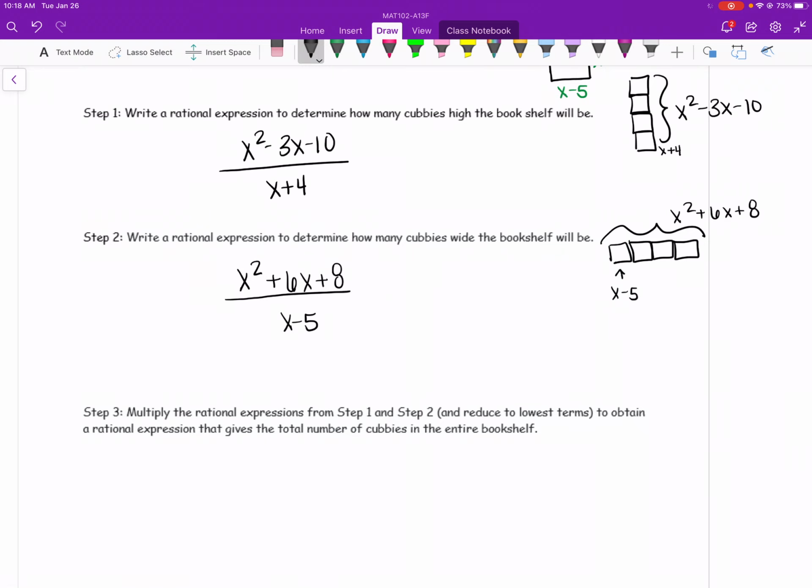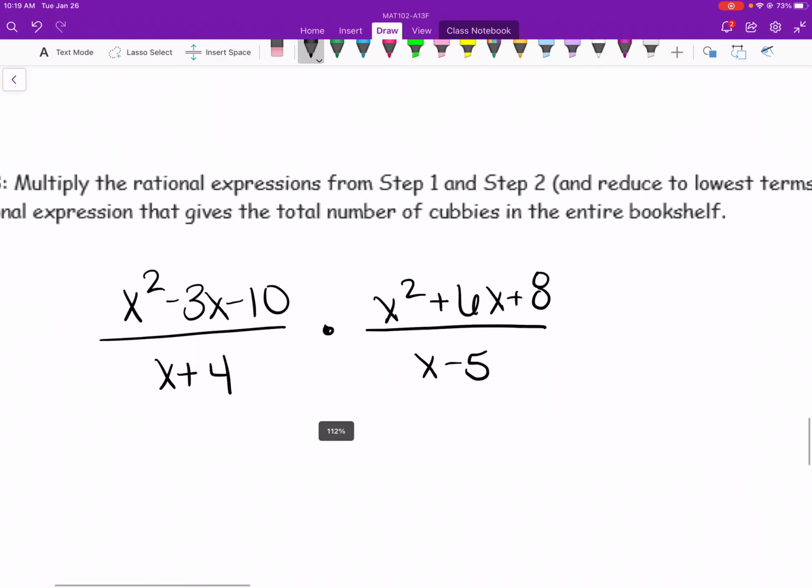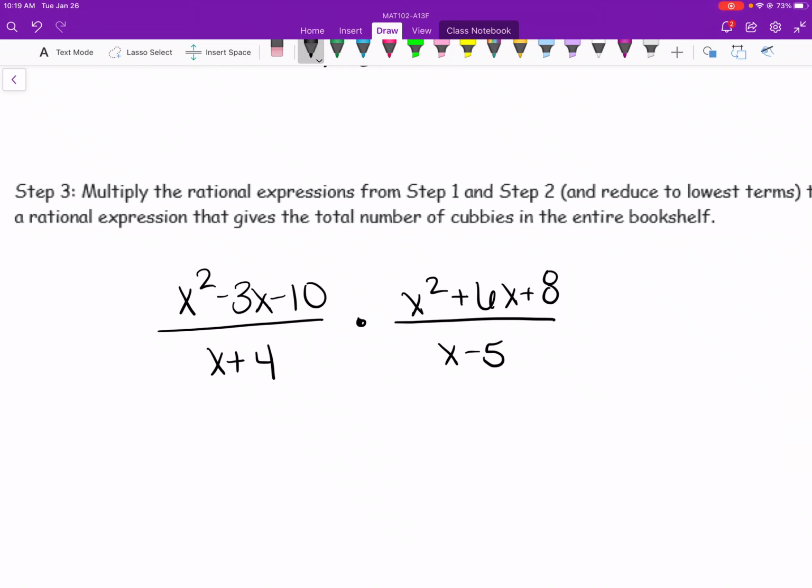And now step 3 says to multiply those two numbers. So I'm going to multiply the one from step 1, x squared minus 3x minus 10 over x plus 4, times step 2, x squared plus 6x plus 8 over x minus 5. To multiply those two, I'm going to factor, hopefully cancel. The two things that factor are the numerators. The denominators are binomials and they don't have a GCF in common. They're not a difference of squares.